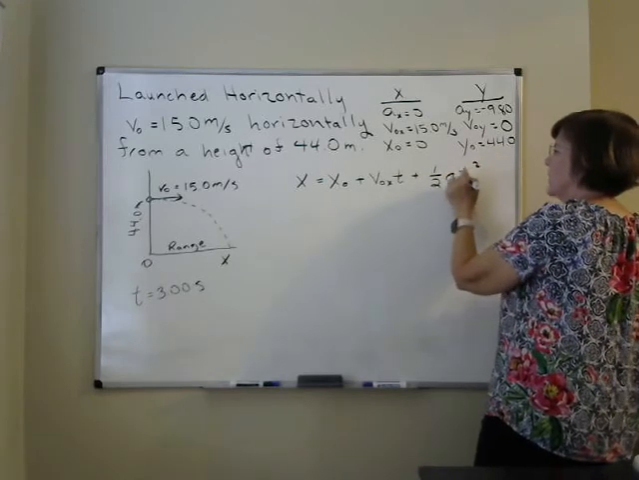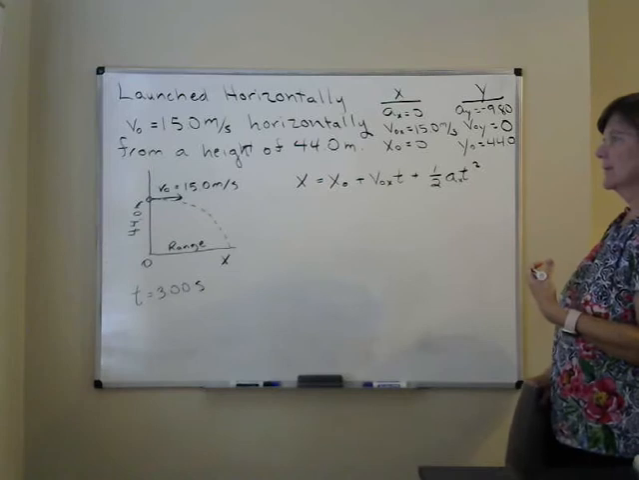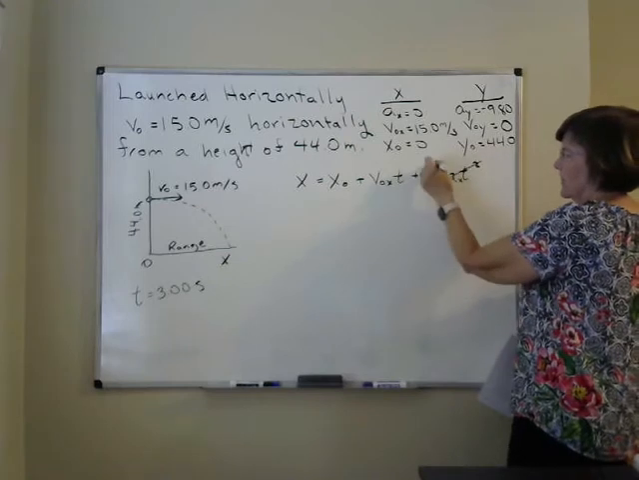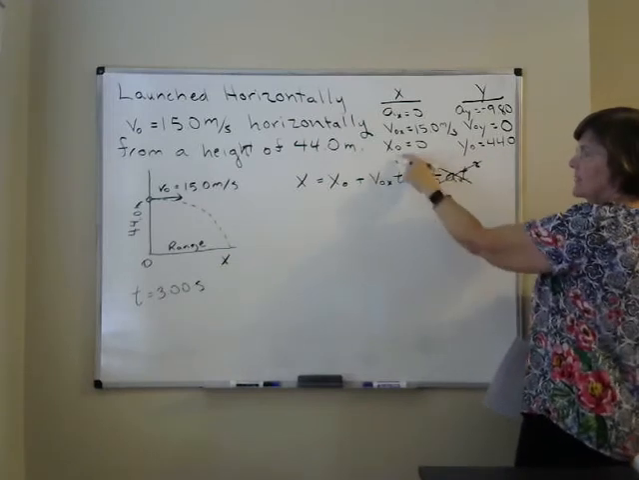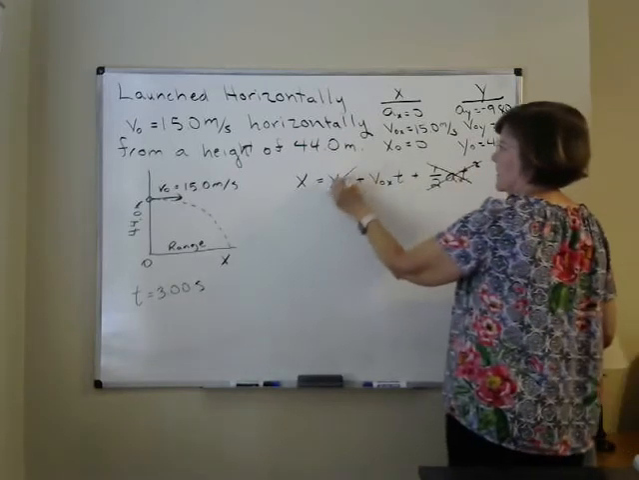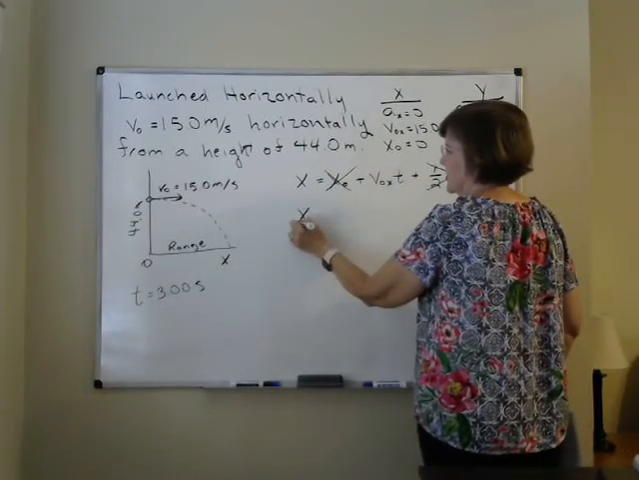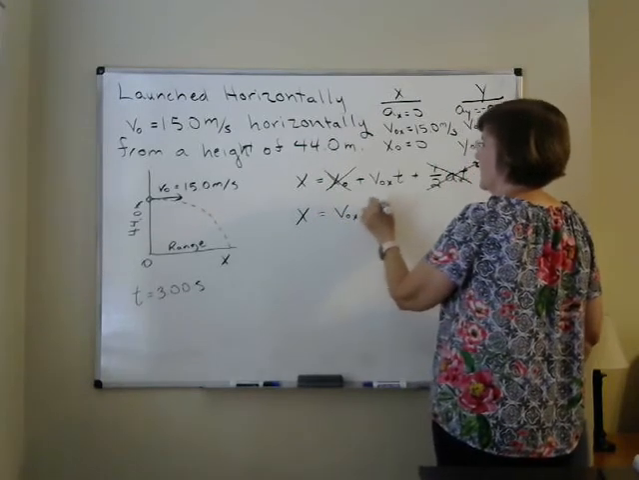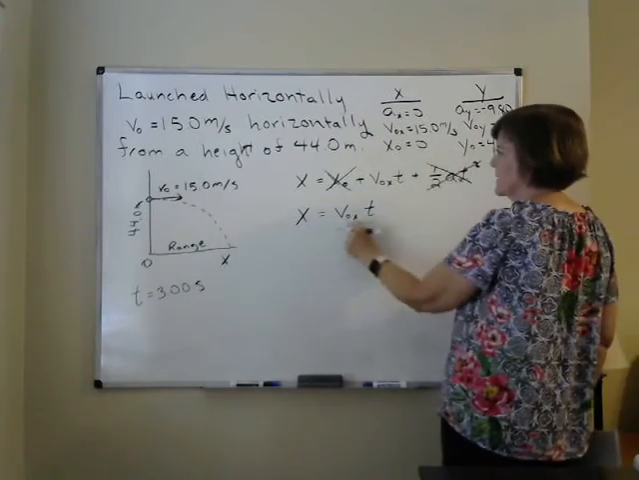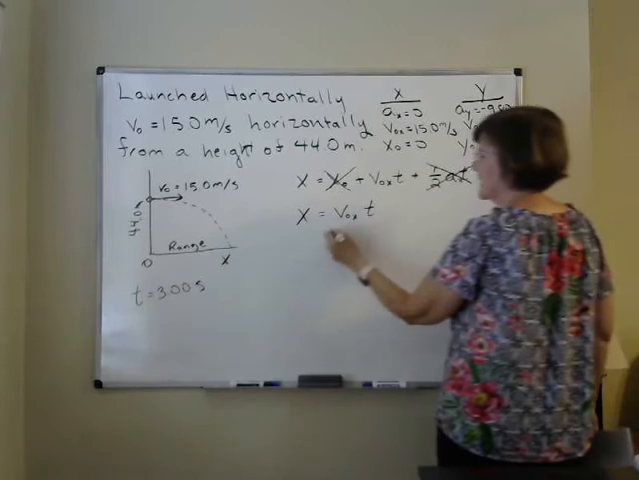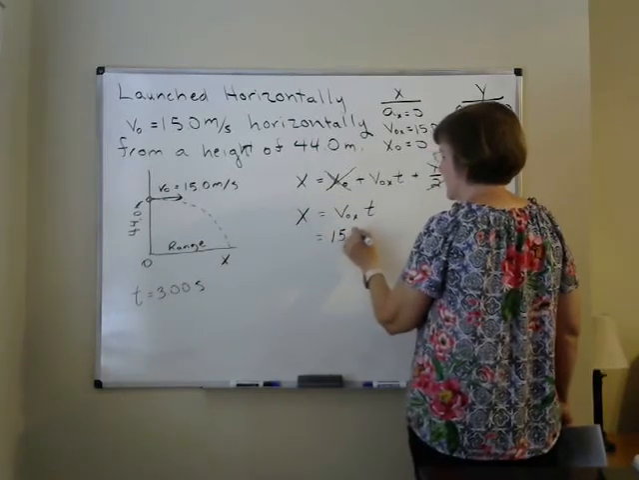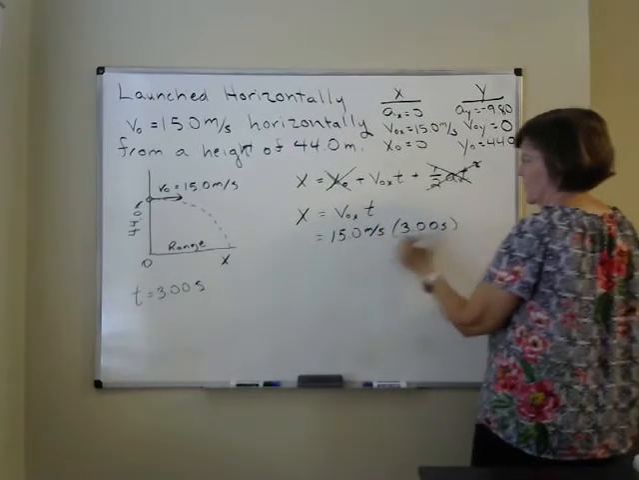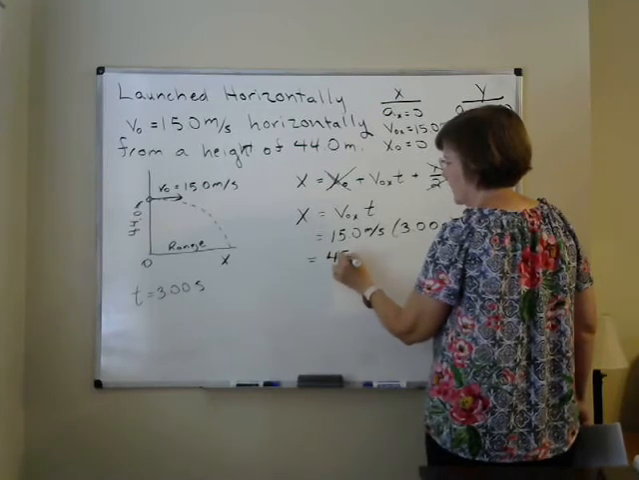Only now, I'm only interested in what's going on horizontally. Well, think back. Horizontal acceleration is 0. That's going to go away completely. This is also 0. So horizontally, we're basically left with our position is equal to the initial velocity times the time. And the initial horizontal velocity is 15 meters per second. So I have 15 meters per second for 3 seconds. And I see it can travel 45 meters.